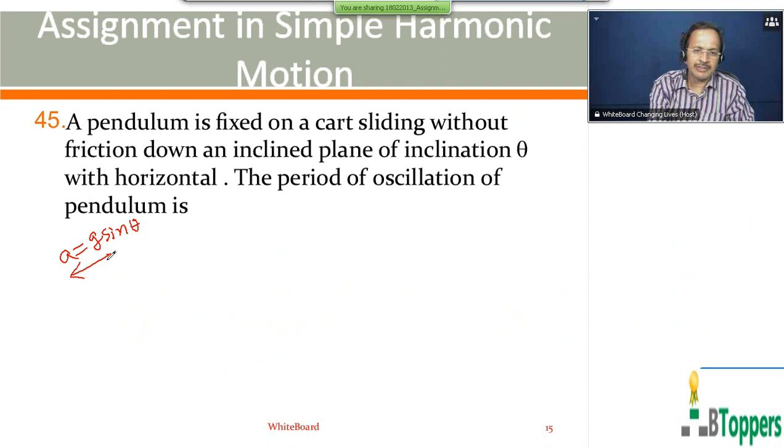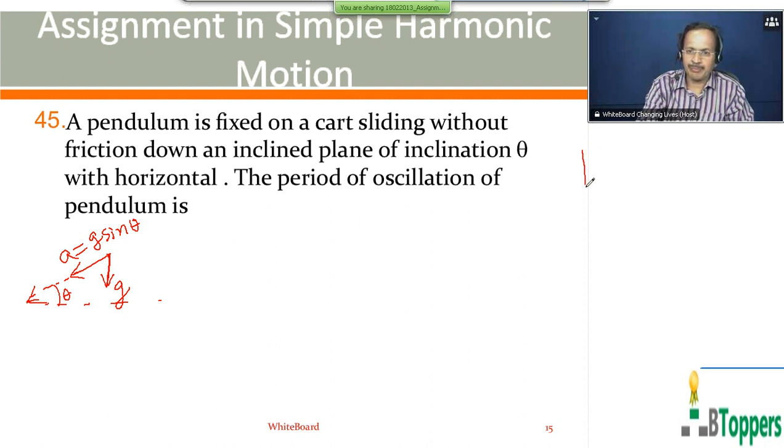So the acceleration of the cart with respect to the observer on the ground, you can take as g sin theta, which is directed parallel to the inclined plane. The inclined plane makes an angle theta to the horizontal. The acceleration due to gravity acts vertically downwards. So you can do the problem by two methods. One method is by using the conclusion I told you earlier.